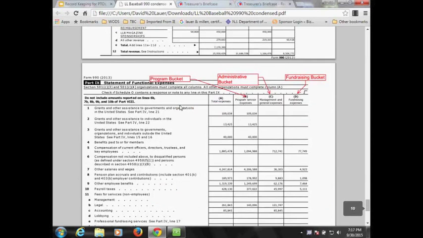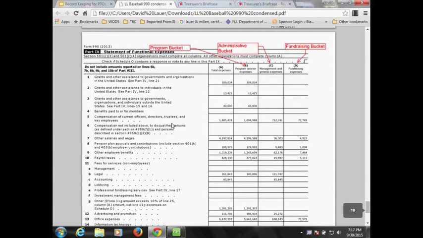If I went further down, they break down the expenses for the organization. Again, forcing you to break them down based on the buckets. You have to break down all your various expenses based on program service, whether they're program service related expenses, whether they're management and general expenses, or whether they're fundraising expenses.